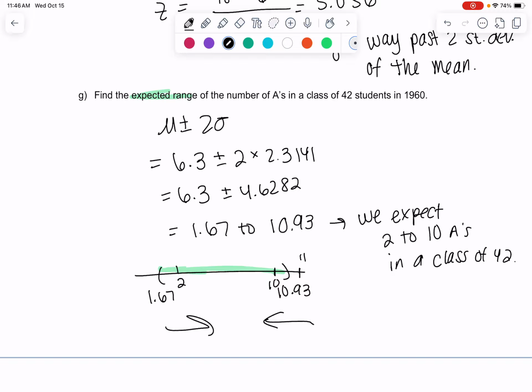So I hope this is helping with binomial. I think, again, like I said in the last video, the formula is probably the worst part. But it does get easier. It's a repetitive formula if you practice.